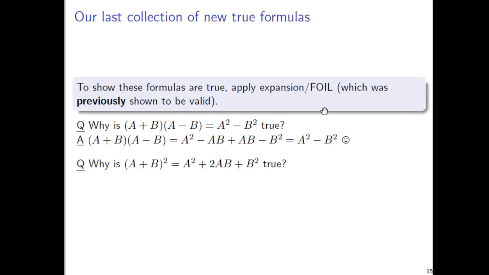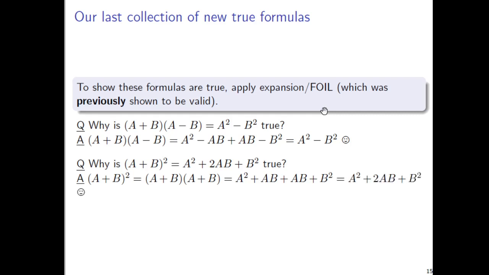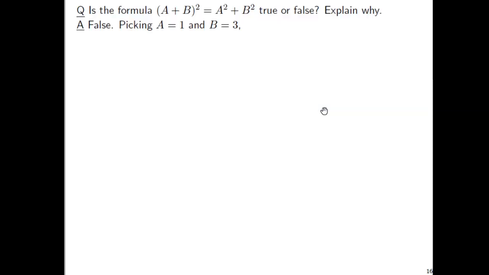Here's another one. Why is (a plus b) quantity squared equal to a squared plus 2ab plus b squared true? Well, take the thing on the left, write out what squaring means, so (a plus b) times itself, and then expand that out using FOIL, collect like terms in the middle, and you have a squared plus 2ab plus b squared. That's what's on the right side.